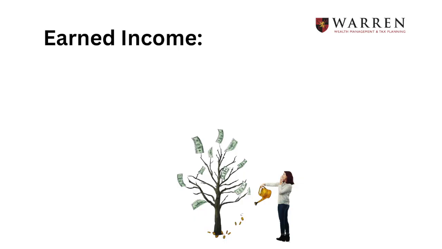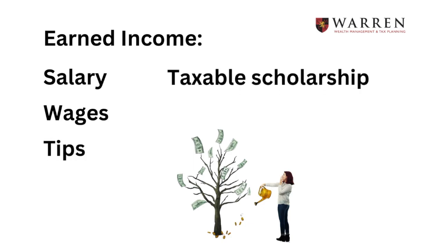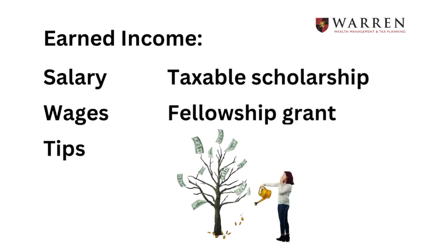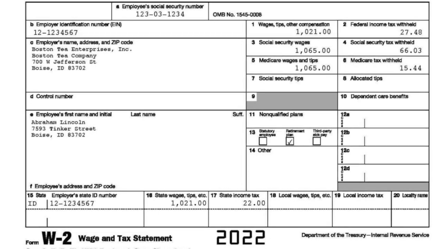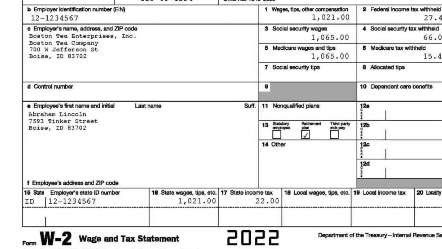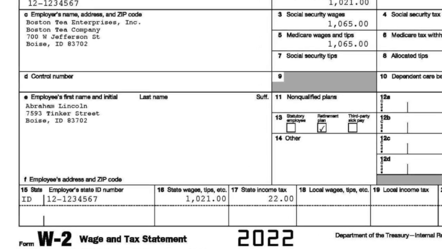So, before I provide the definition of unearned income, let's take a quick look at what is typically included in both earned and unearned income. Earned income includes salary, wages, tips, taxable scholarships, fellowship grants. Generally, employees will typically see this recorded in an annual W-2 tax form.